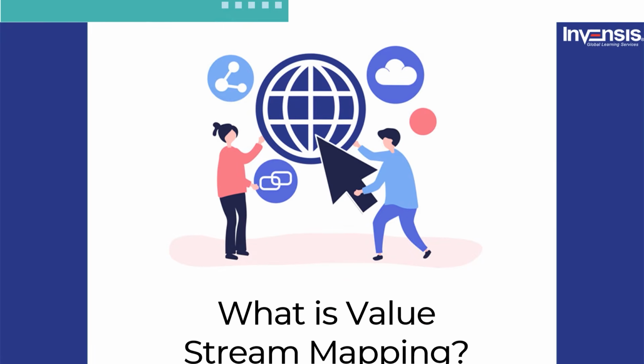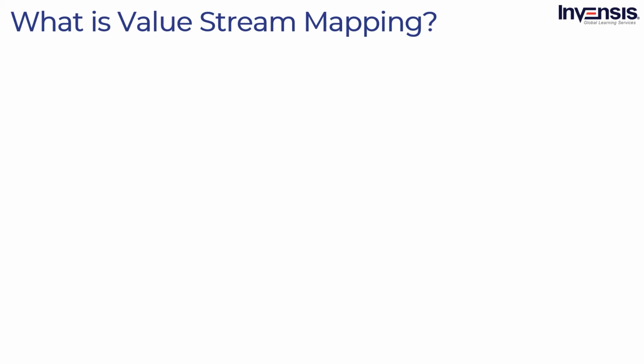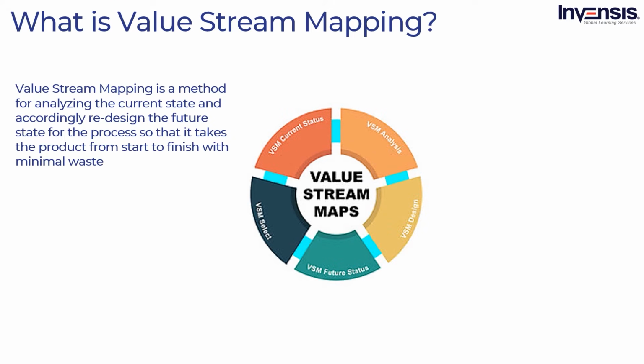Let us start by understanding the simpler term, value stream mapping. So, what is value stream mapping? Value stream mapping is a method for analyzing the current state and accordingly redesigning the future state for the process so that it takes the product from start to finish with minimal waste.